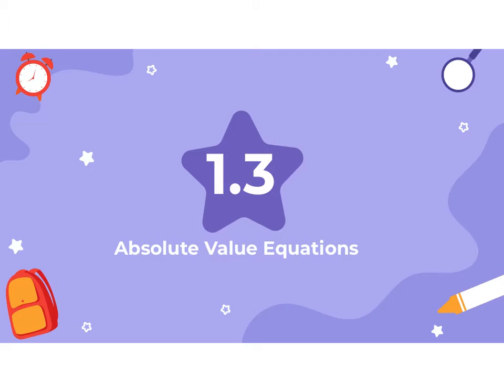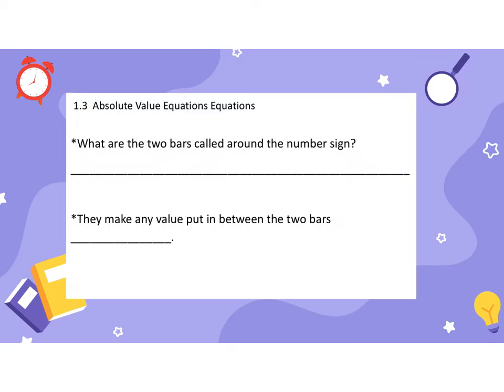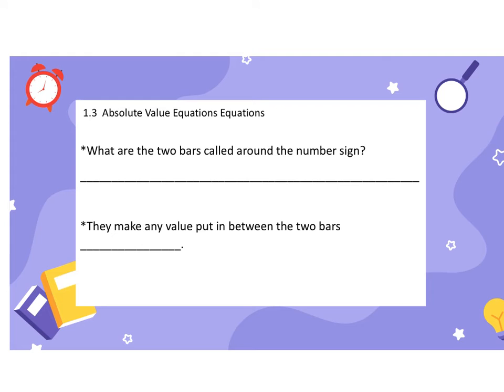Okay, welcome to 1.3. We're going to be talking about how to solve absolute value equations. Absolute value equations, what are the two bars called around the number sign? Well, they're called absolute value bars. Basically, the gist of absolute values is they make any value put in between the two bars positive. So any number put inside those bars comes out positive.